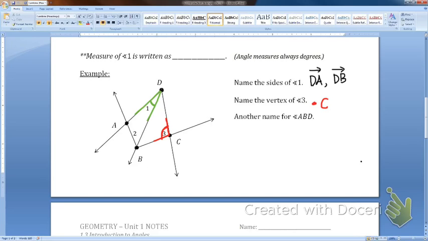All right, and then it says name another name for angle ABD. So first we need to find out where is ABD. Well, I start at A, go down to B, and up to D. So I'm talking about this angle here. What's another way to name that angle? Well, yes, most of you are probably putting angle 2, which is correct. But another way, if we said ABD, we can just write it backwards and say angle DBA. That's another way to write that angle. Okay? All right, let's move on now.